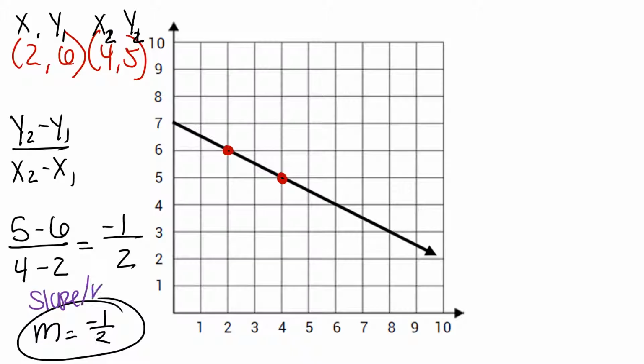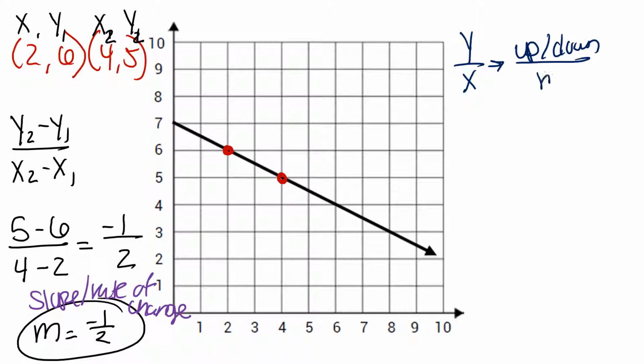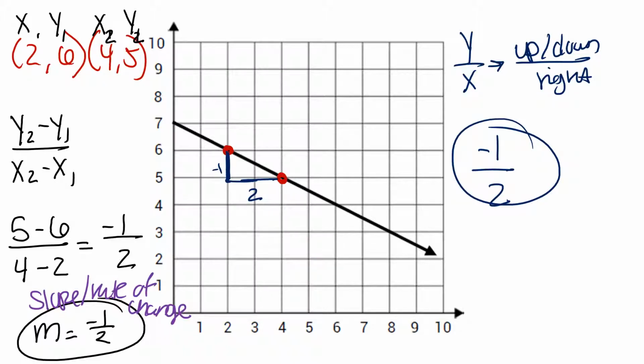That slope is also called the rate of change, that m value, -1/2. If you prefer the fraction method, y over x, remember we go up or down first, and then always to the right. So going down, we're going from 6 to 5, so down 1 is negative, and then right 2. Again, ending up with the same fraction, -1/2.